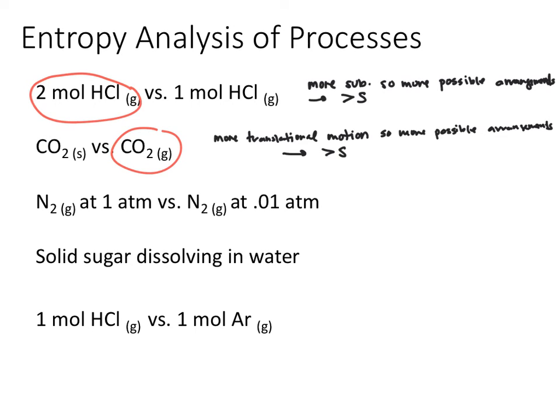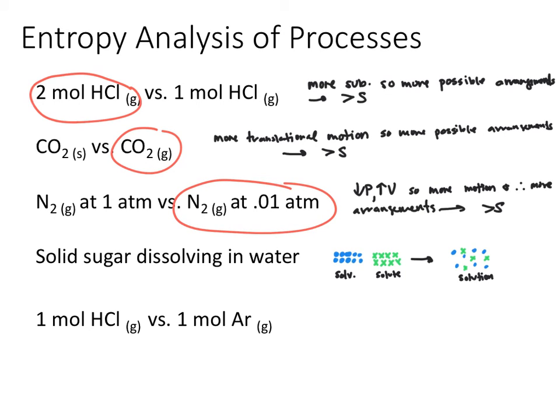Okay, so now let's move on to our next example. We have nitrogen gas at 1 atm versus nitrogen gas at 0.01 atm. Okay, so one gas is at a higher pressure than the other gas. Okay, so higher pressure usually means smaller volume. So higher pressure giving you a smaller volume means less translational motion. Okay, so we know that the gas at the lower pressure is by default going to have more translational motion, more possible arrangements, and of course, more corresponding microstates. So the entropy of the lower pressure nitrogen gas is going to be higher.